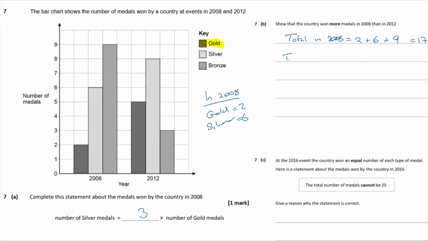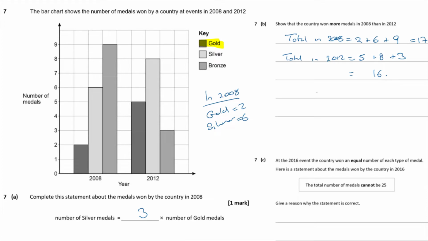And the total in 2012, well, they won more golds there. They got 5, didn't they? And then 1 more silver as well. They got 8. But they only won 3 bronze medals in that year. So if I add those up, 5 plus 8 plus 3, that comes to 16. Okay, so you can see then in 2008 they won 1 more medal overall.